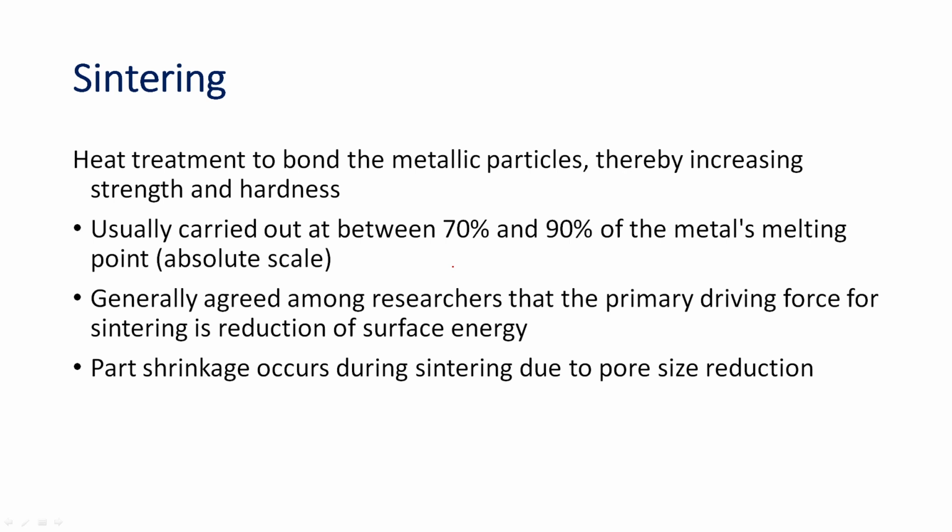So now the last thing which we will talk about is heat treatment, or sintering. Sintering is nothing but heat treatment, and it allows the particles to form bonds, thereby increasing strength and hardness. What happens is that if you heat at high temperature, diffusional processes will start happening. High temperature means 70 to 90% of the metal's melting point on the absolute scale. The primary driving force for sintering is the reduction of the total surface energy, because there are many particles.